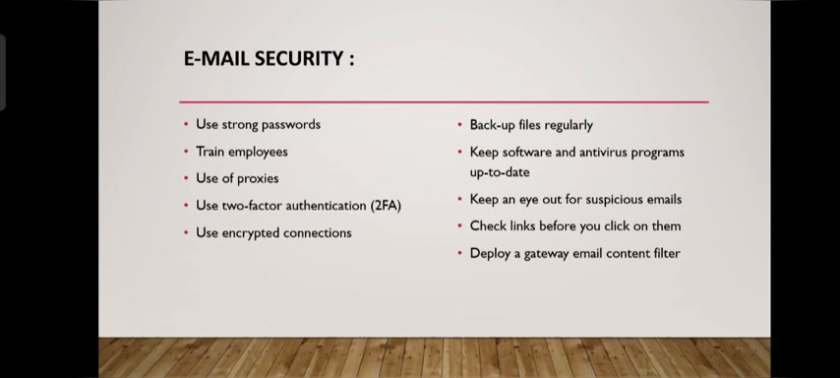Next, deploy a gateway email content filter. A gateway email content filter is software which connects the internet and the mail server. One of the most effective ways to improve email security is by screening incoming communication before it enters your organization. This allows you to identify and block spam messages before reaching your users' inboxes. These ensure all outbound communication meets security standards.